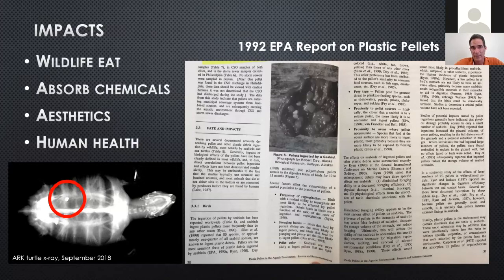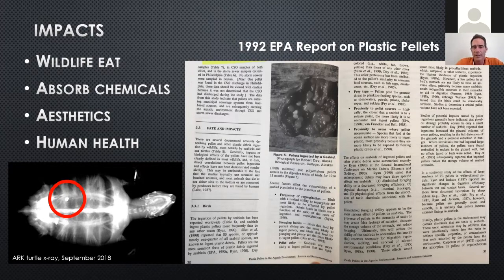This has been known about for decades. Back in 1992, the Environmental Protection Agency came out with a report that talked about 80 species of birds that they knew about at the time that were eating these pellets. There were 4 species of sea turtles. There was fish. And so this was 30 years ago. Now we know there's actually hundreds and hundreds of species.